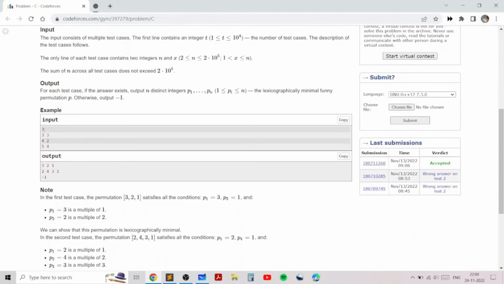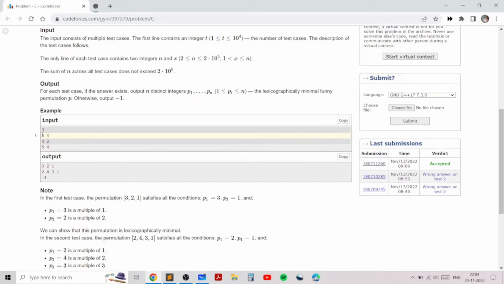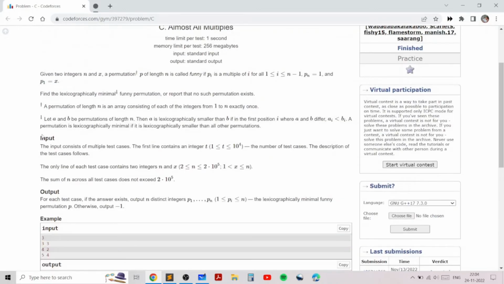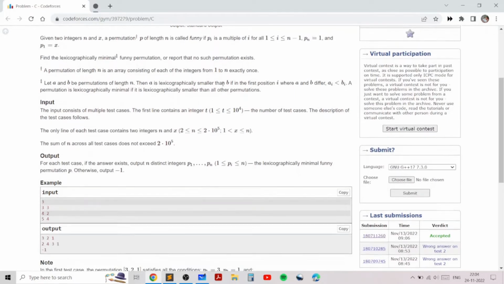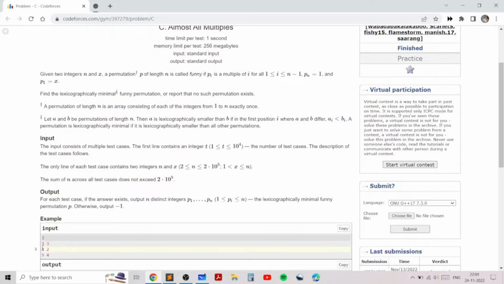So for example, if we have 3 comma 3, which basically means that n is 3 and P1 is 3. And we know that P3 is 1, sorry. So the only possibility left is for P2 to be equal to 2. So it's obvious that the only permutation is 3 2 1, and that permutation meets the conditions that 2 divides 2 and 1 divides 3, because we only need to go till n minus 1.